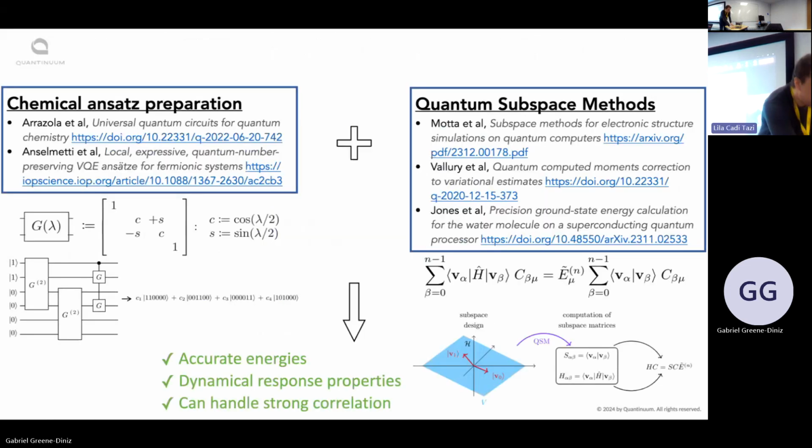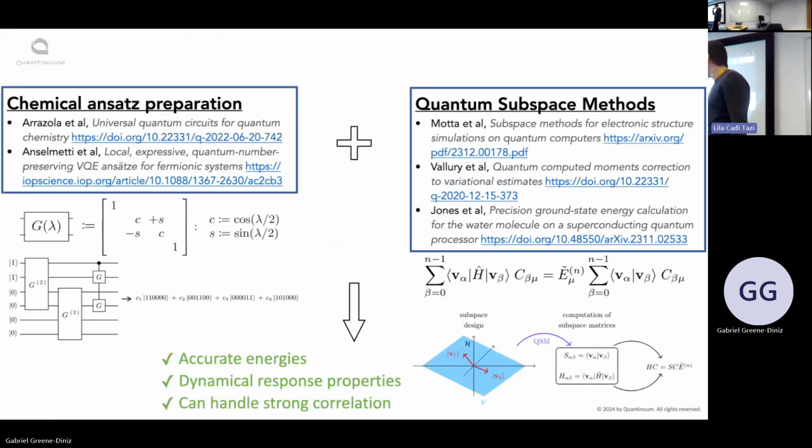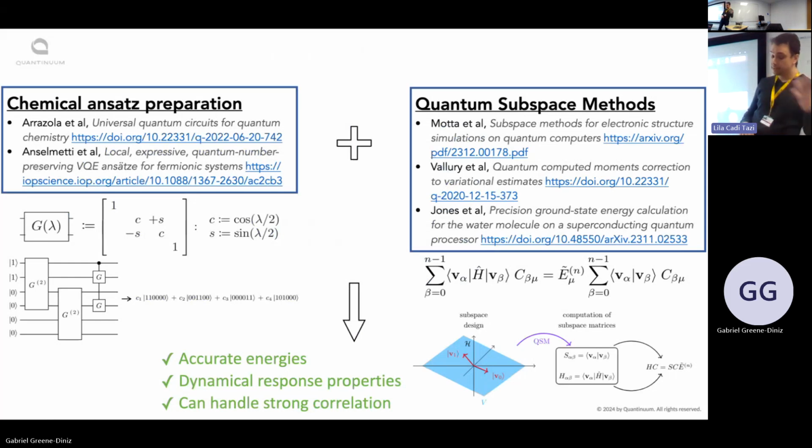So that's it. As I said, those were the combination of the chemical ansatz or state preparation with subspace methods. We can use it for energies, we can use it for dynamic response functions, and we can handle tricky things like strong correlation and do interesting things like spectral functions and stuff like that.